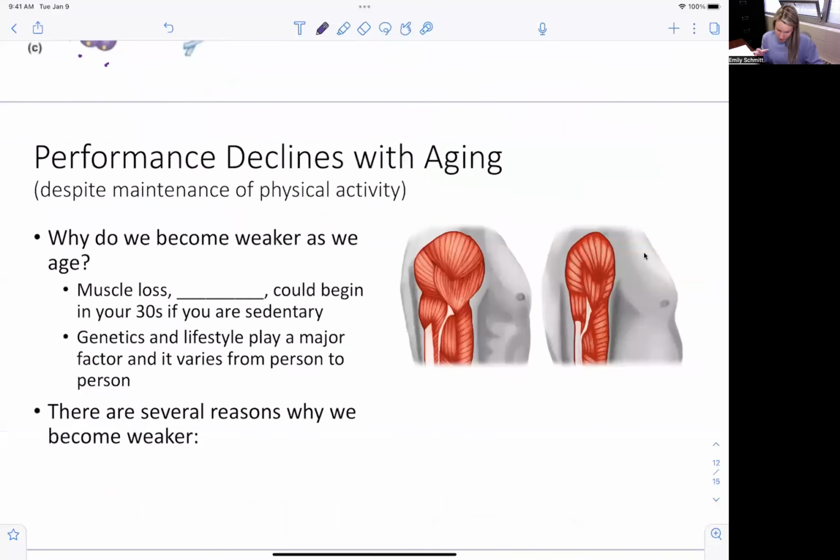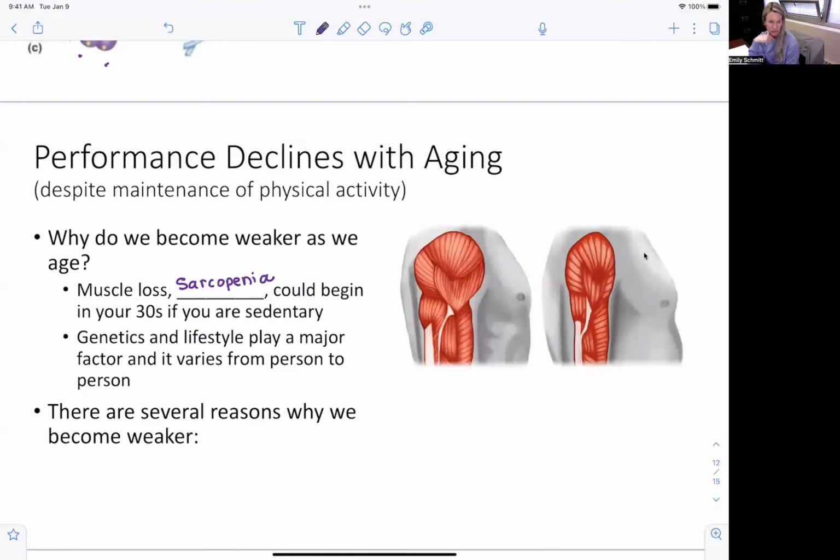And so performance, let's bring a little bit of exercise physiology into play. So we know that performance declines with aging. So why do we become weaker as we age? So muscle loss, another term for muscle loss is sarcopenia. That's your clinical word for the day. And so this can begin as early as your 30s if you're sedentary. And so genetics and lifestyle play a major factor, and it really varies from person to person.